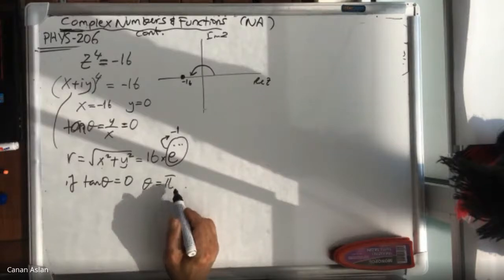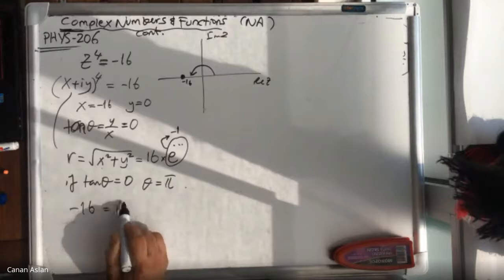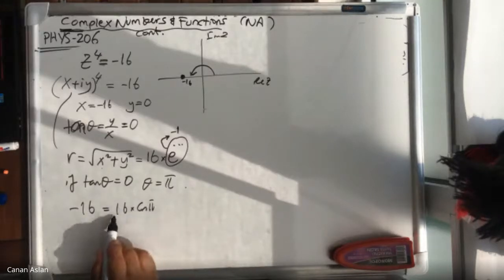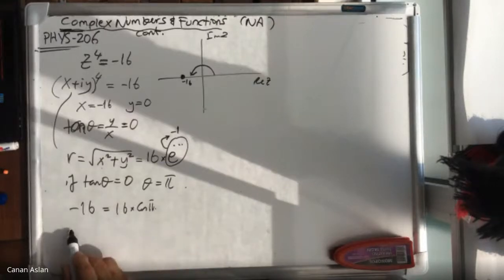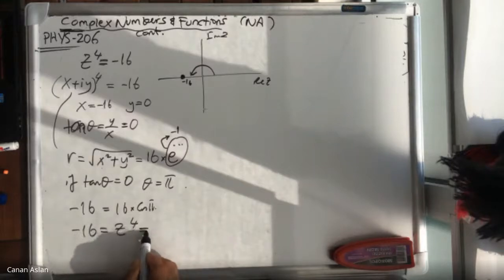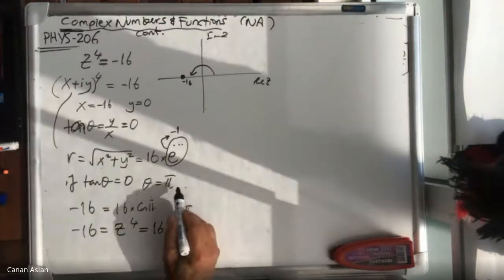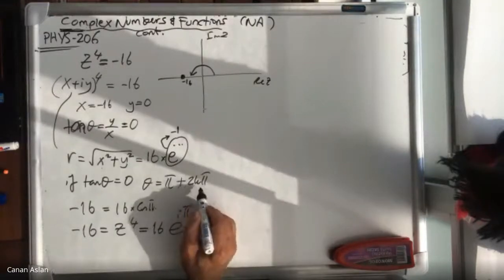So basically, minus 16 is nothing but 16 times cosine pi, because cosine pi is also minus 1. It can be written like that. But instead of this, we write minus 16, which is equal to z to the 4, which is equal to 16 times e to the i pi. But now we have to add the phases, 2k pi. We always add 2k pi, okay?